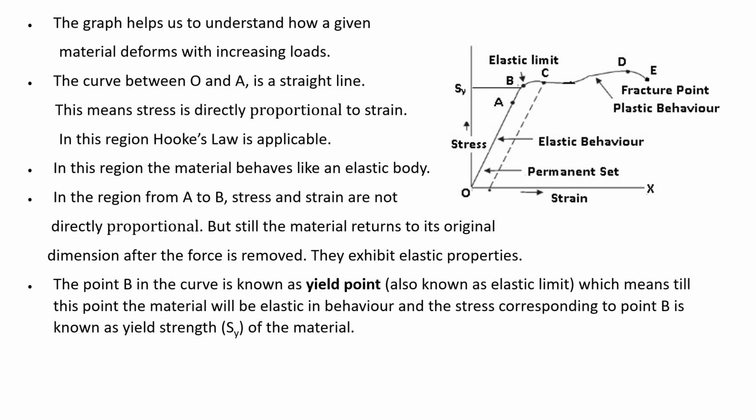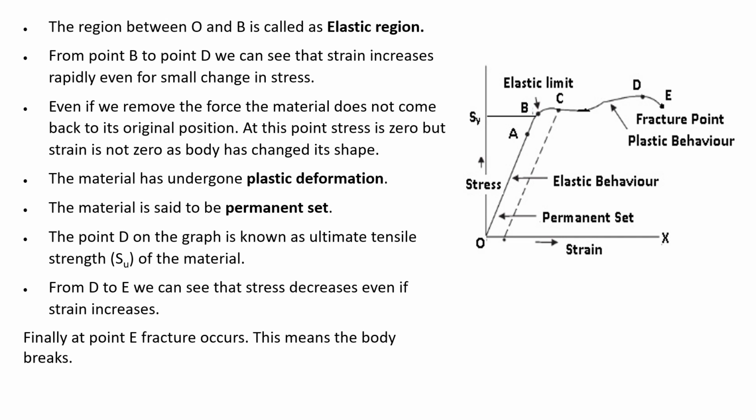In the region from A to B, stress and strain are not directly proportional. But still, the material regains its original dimension after the force is removed. That means it exhibits elastic properties. The point B in this curve is known as yield point, also known as elastic limit, which means till this point the material will be in elastic behavior, and the stress corresponding to the point B is known as yield strength of the material. The region between O and B is called elastic region.